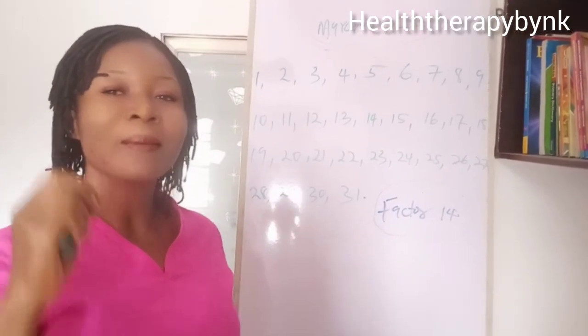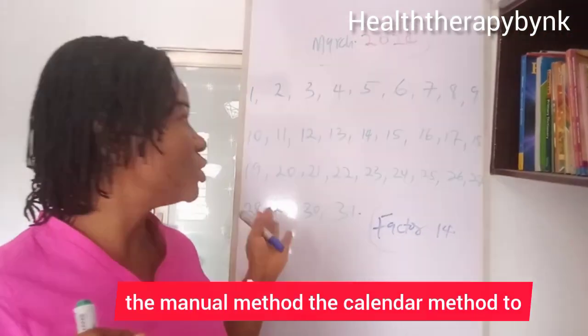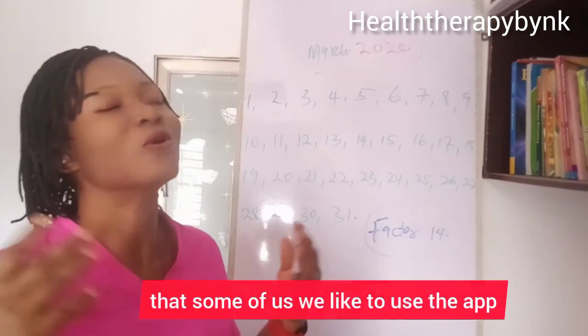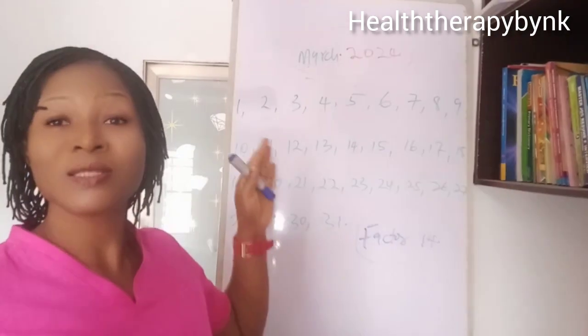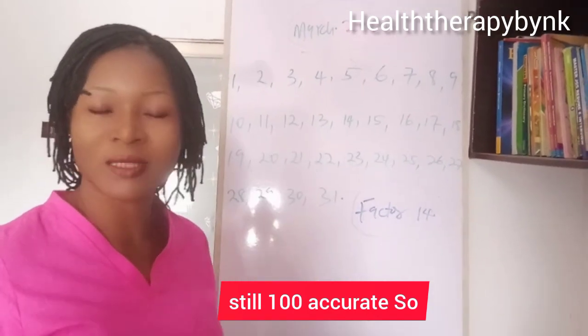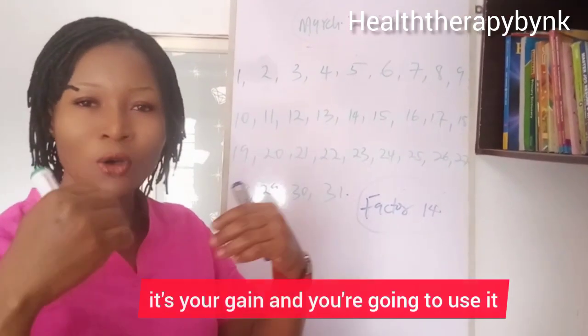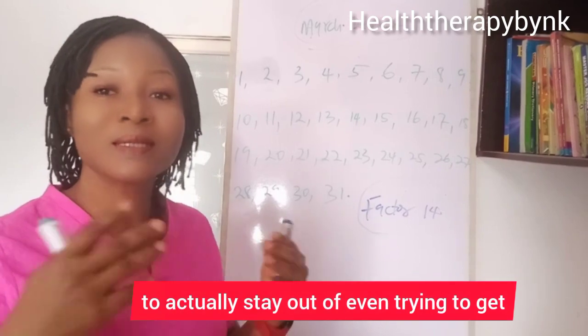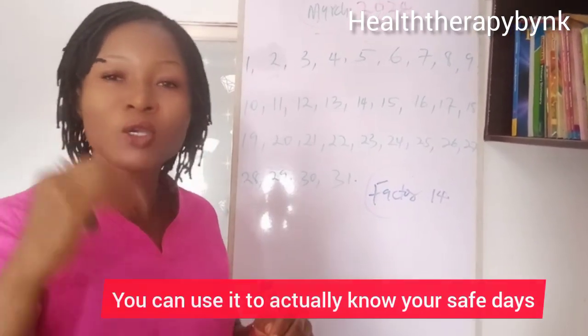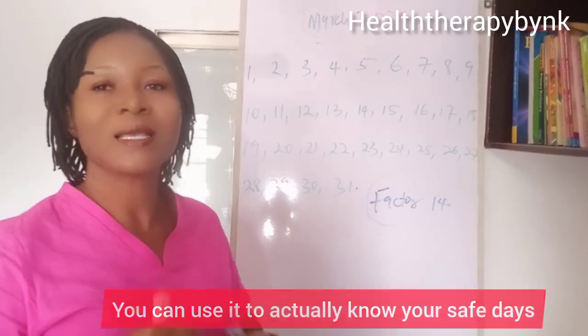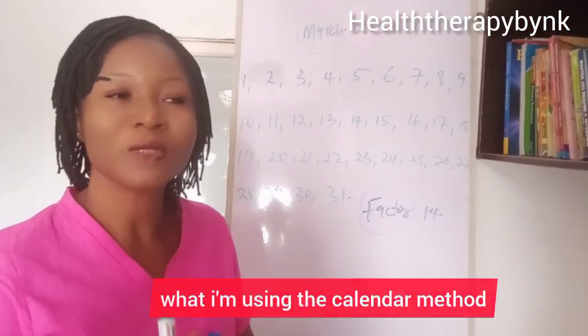So today we'll be using the manual method, the calendar method, to do this calculation. I know that some of us like to use the app and all of it, but the calendar method is still 100% accurate. So if you understand it, it's your gain. You can use it to stay out of trying to get pregnant. If you don't want to get pregnant, you can use it to know your safe days. That is what I'm using, the calendar method.